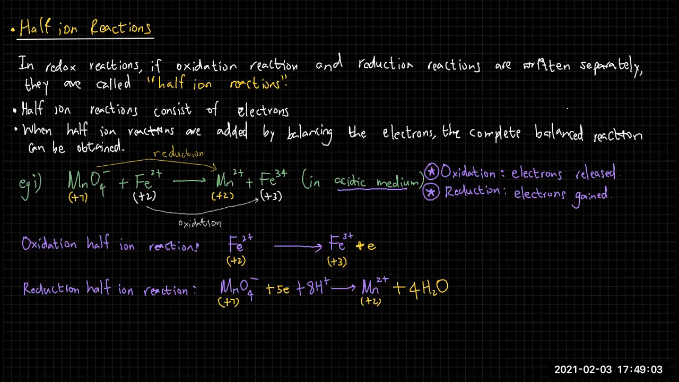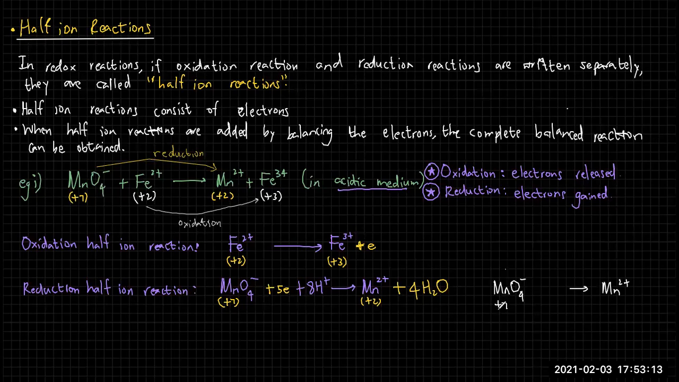Okay, right. Now this is the oxidation half ion reaction. This is the reduction half ion reaction. Now this reaction can be balanced in another method as well. MnO4 minus becoming Mn2 plus.